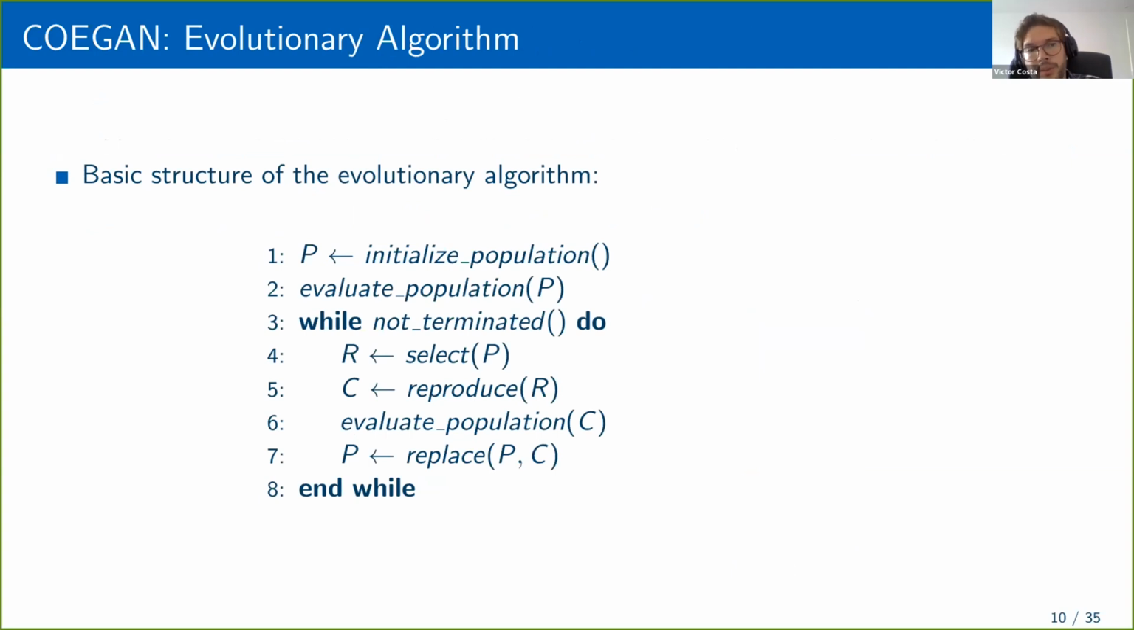Here we follow, obviously, a basic structure of an evolutionary algorithm. So we have the classic steps that are selection, reproduction, and evaluation of the population to generate new populations and new generations in the evolutionary process.